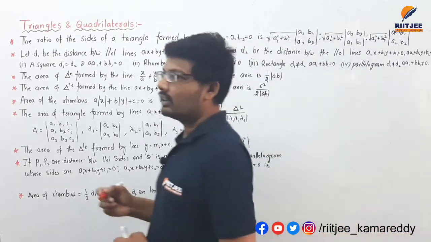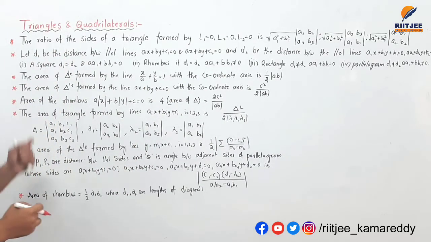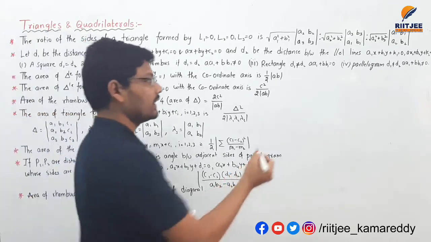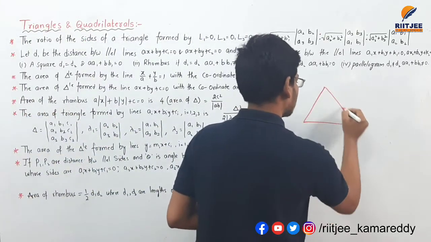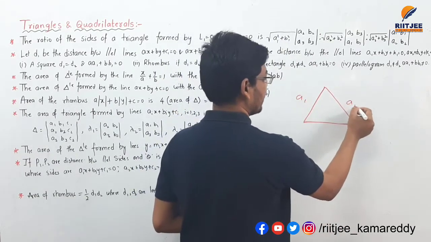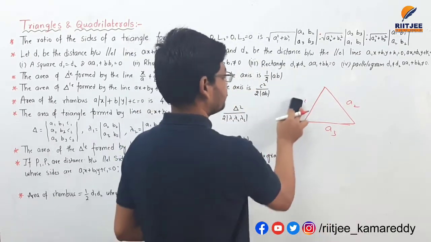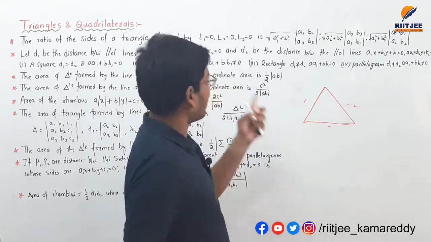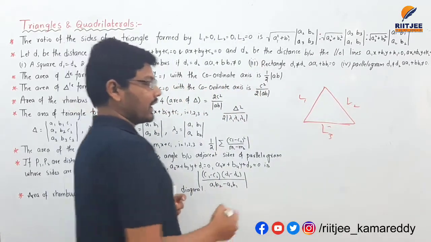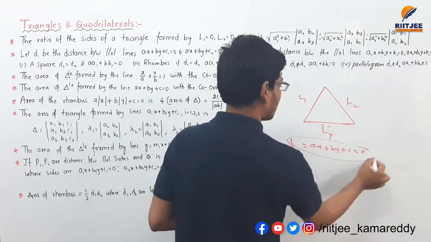See here, the usage of this formula is to find the ratio of sides of a triangle. Let us take one triangle here. This is a triangle, this is side 1, this is a1, assume that this is a2, this is a3. Otherwise you can take L1, L2, L3, the 3 lines we have already taken. The general form of a line equation is L = ax + by + c = 0. This is the general form of a straight line equation.